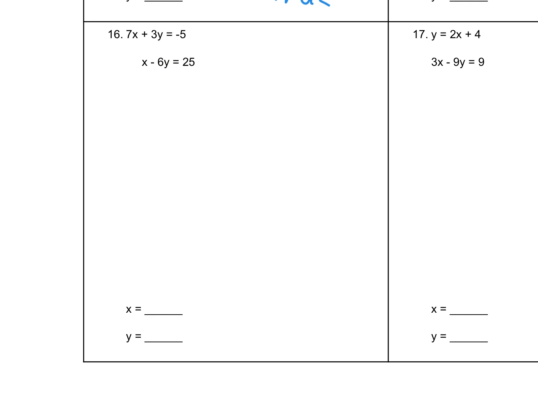So what do you want to get rid of? You want to get rid of x or y, and then you're going to have to multiply one, maybe both of the equations, in this case only one of the equations, to eliminate it. If I wanted to eliminate x, on the top I have a positive 7x, so on the bottom I need that to be a negative 7x. So I'm going to multiply the bottom by -7. We get -7x plus 42y equals -175. Top equation was 7x plus 3y equals -5. Now we can add it together, my x's cancel, and solve the rest.